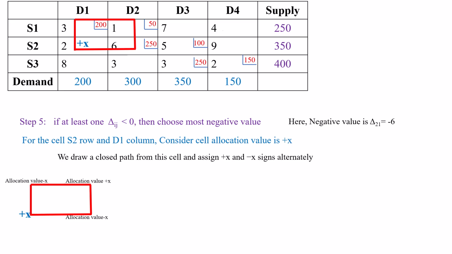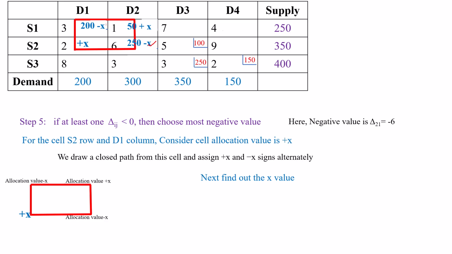Then I have to change the allocation values. Initially we started at the plus 6, so the next allocation will become the allocation value minus 6. Here the existing allocation value is 250, so I change it to 250 minus 6. The next allocation is the allocation value plus x. The allocation value is 50, so I modify it to 50 plus x. And the next one is the allocation value minus 6. Initially it has 200, so I change it to 200 minus 6.